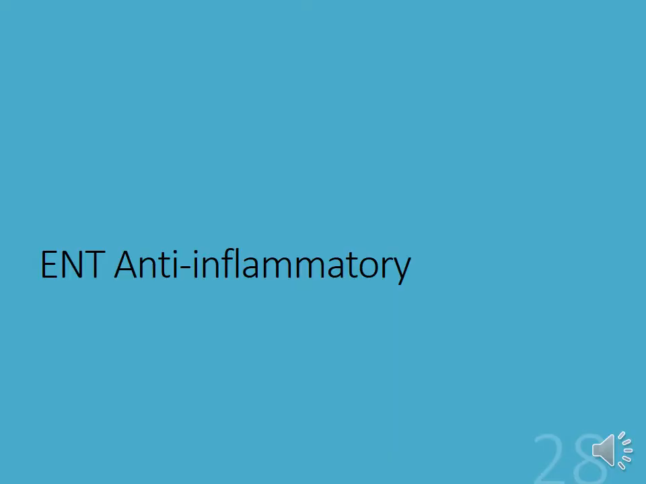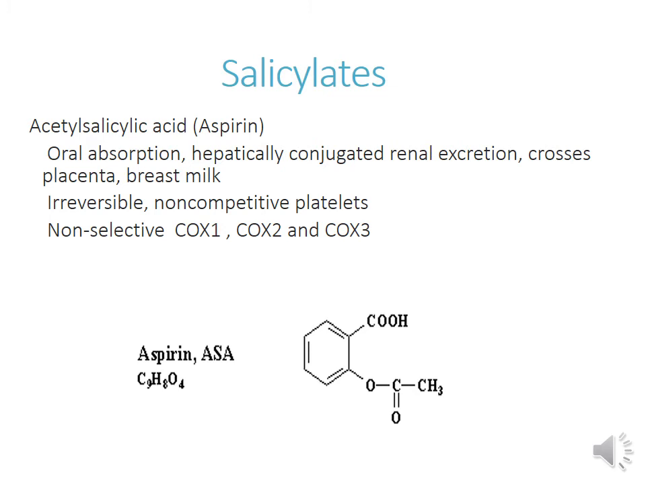Okay. Moving on to some more ENT medications. These would be some of our anti-inflammatories you might see being used. First we'll talk about our salicylates. The main drug falling in this category is aspirin. If you ever see ASA as an abbreviation for aspirin, it stands for acetyl salicylic acid. ASA is a little bit easier to say. This is a medication that has good oral absorption. It's metabolized through the liver and then eliminated through the kidneys.